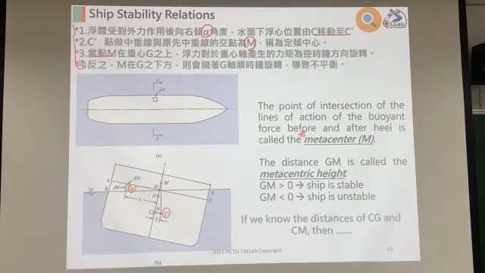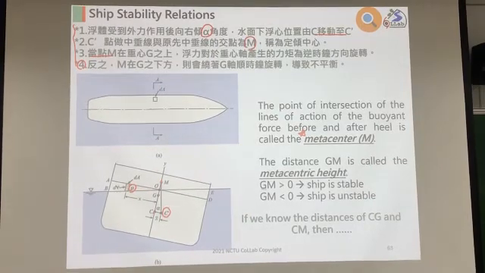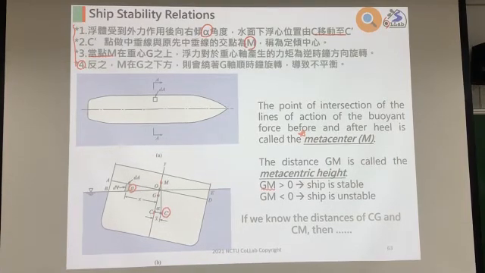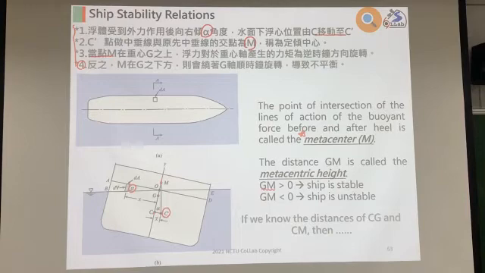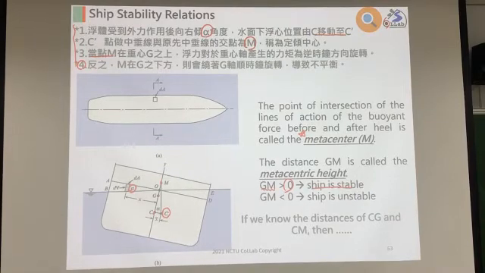Okay, so the idea is you just take a look at GM, the connection line of the GM. If the line distance is positive, the ship is stable. If the GM value is less than 0, the ship is unstable.